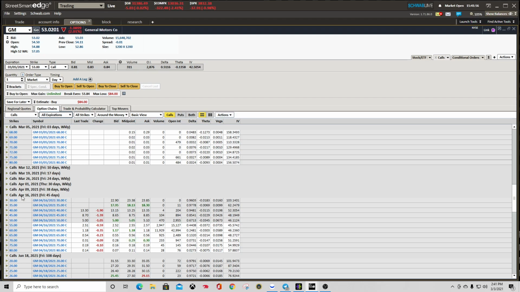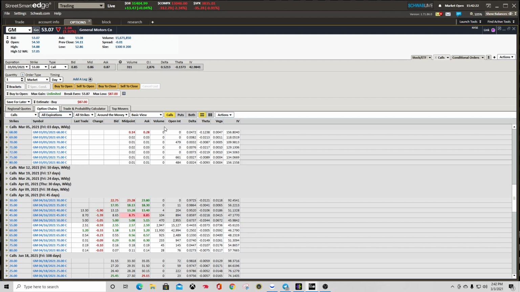So now we know what expiration. We want to go April 16 because we want to have plenty of time on this. Now, you still have a list here of strikes. So which strike do you choose? Well, the way I do it is I look for strikes with high open interest and a good amount of volume on it.